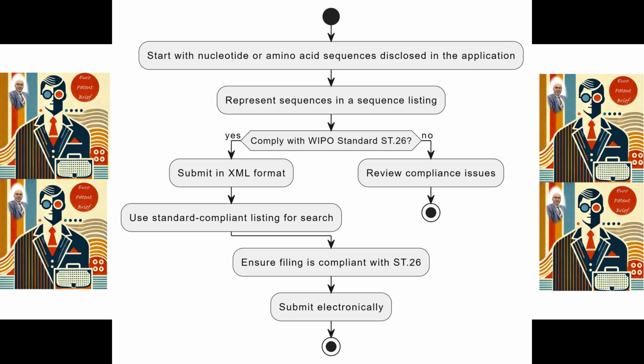5. Applications relating to nucleotide and amino acid sequences. Now, let's begin. If nucleotide or amino acid sequences, as defined under Rule 30(1), are disclosed in the European patent application, they must be represented in a sequence listing. But, not just any listing. It must comply with WIPO standard ST26.